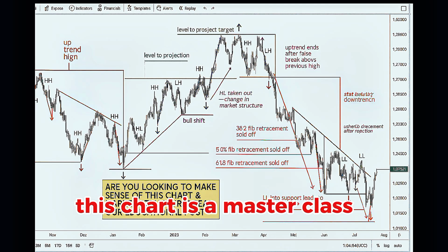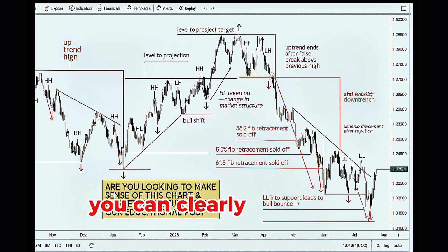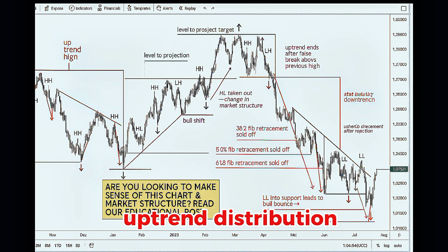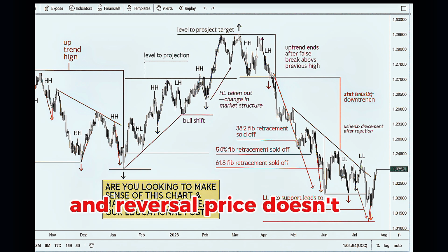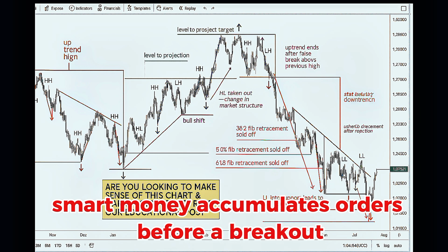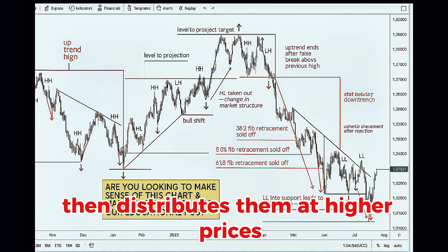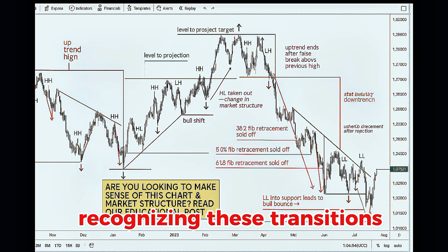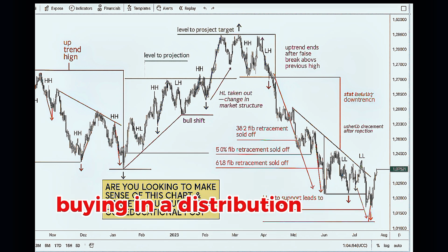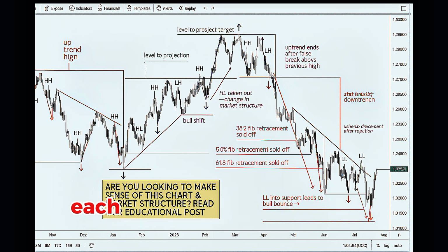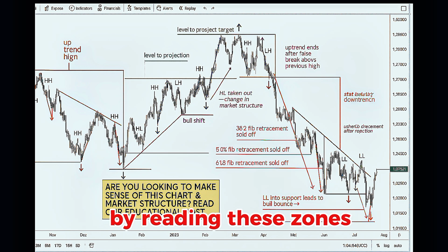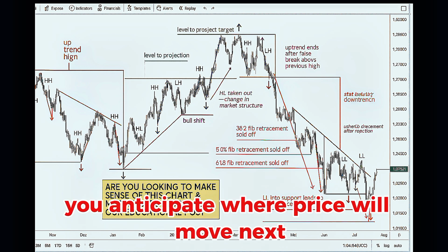This chart is a masterclass in advanced structure. You can clearly see phases: accumulation, breakout, uptrend, distribution, and reversal. Price doesn't just trend, it evolves. Smart money accumulates orders before a breakout, then distributes them at higher prices. Recognizing these transitions helps you avoid getting caught in the middle. For example, buying in a distribution zone is a rookie mistake. Each box in the chart shows a different structure phase. By reading these zones, you anticipate where price will move next.